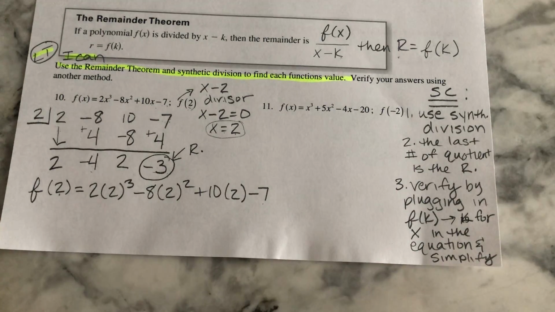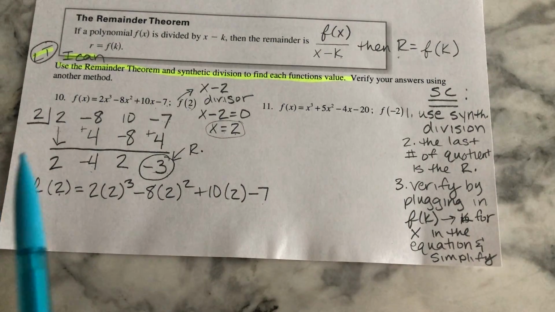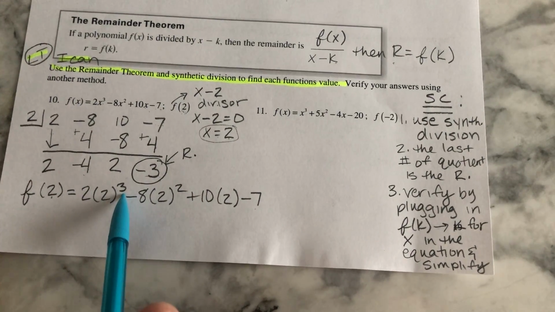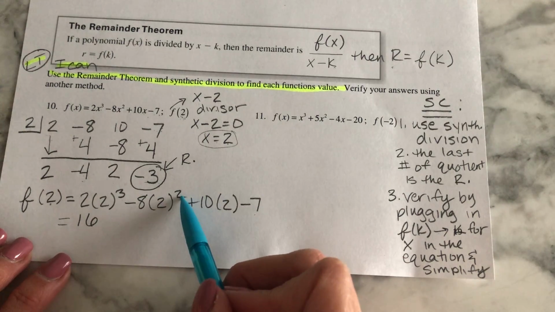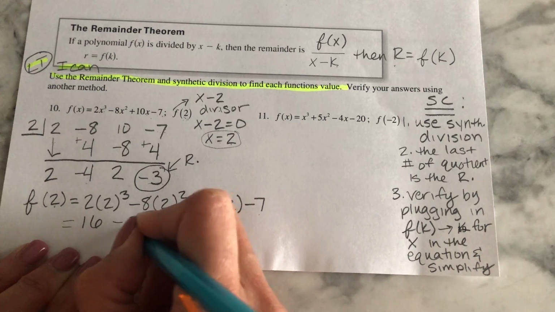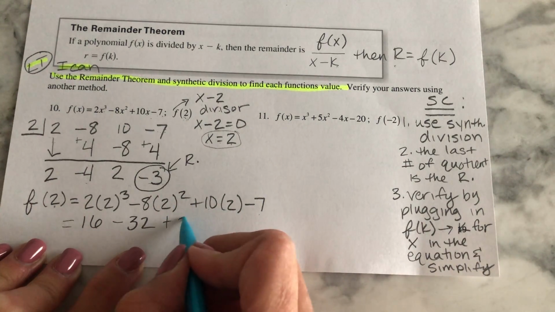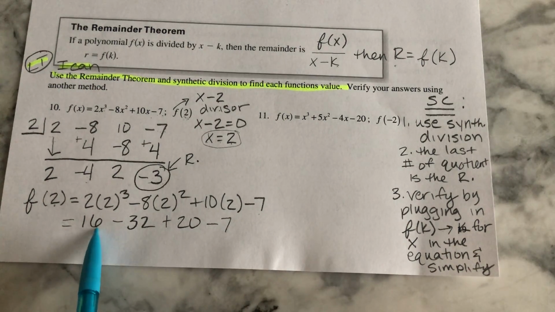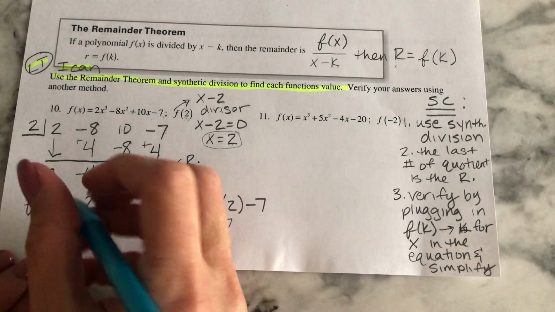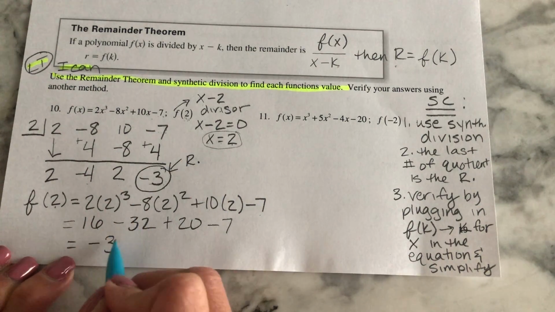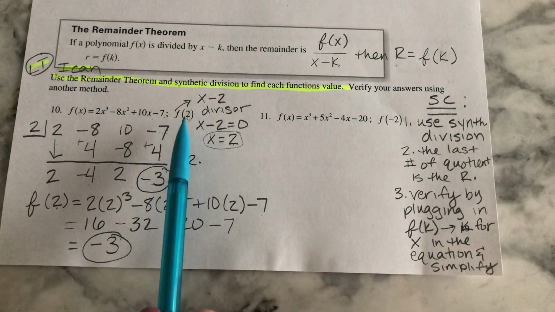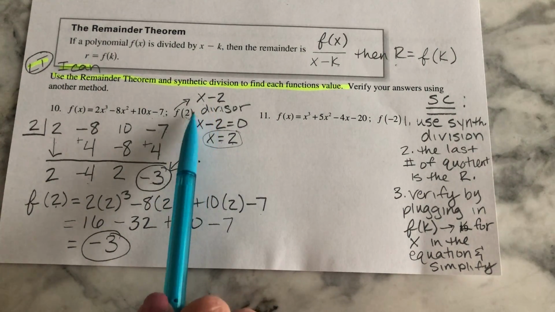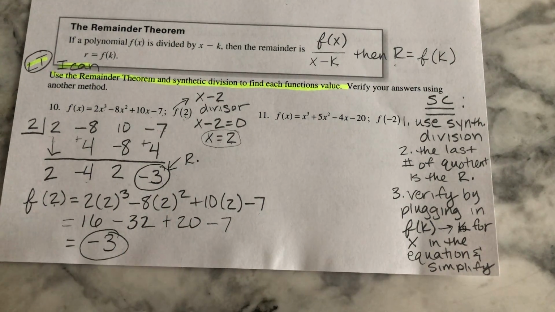All right, so let's go ahead and simplify this. I'm going to do 2 to the third first. So 2 to the third is 8, and then multiply 8 times 2, that's 16. And then 2 squared is 4, times negative 8 is negative 32. 2 times 10 is 20, minus 7. Then we'll just throw that in the calculator real quick, and you would get negative 3. And that verifies that if you divide by x minus 2 here, then you get a remainder of negative 3. All right, pause the video, try number 11 on your own.